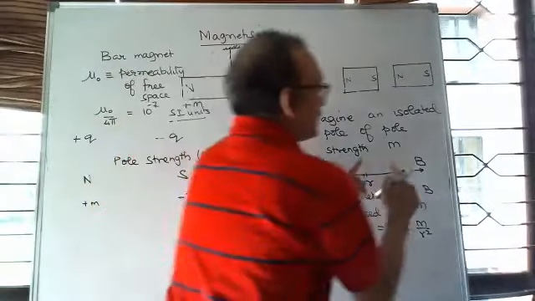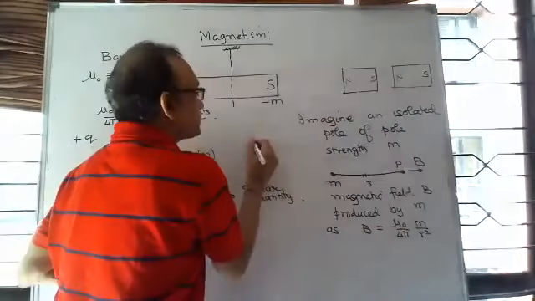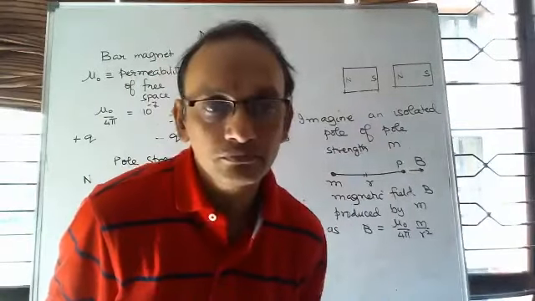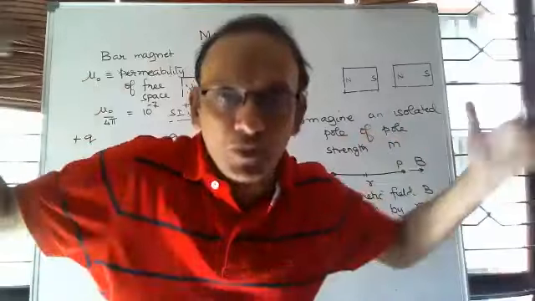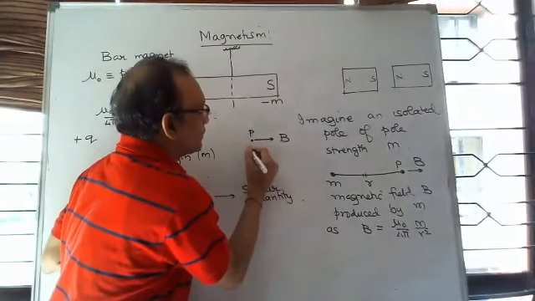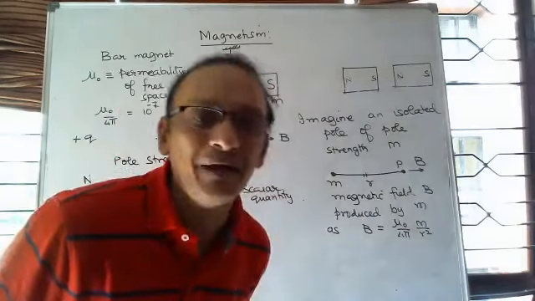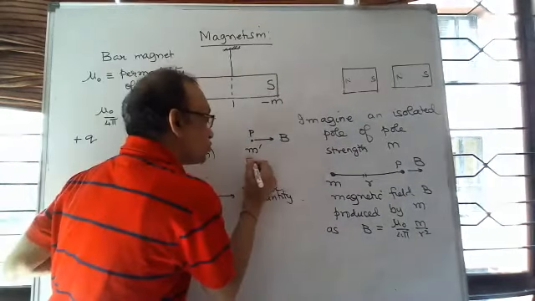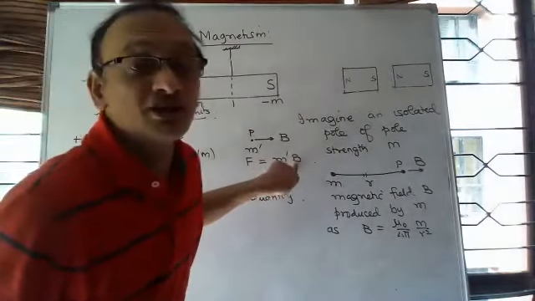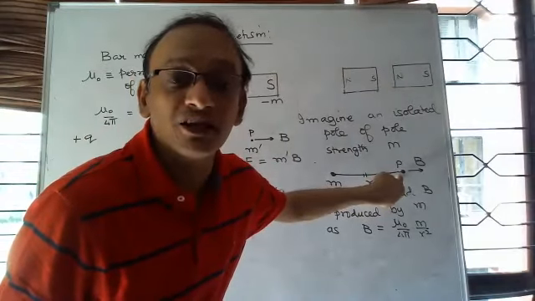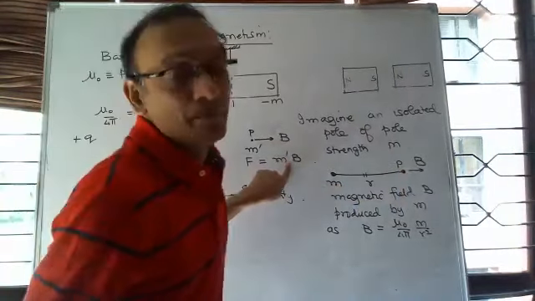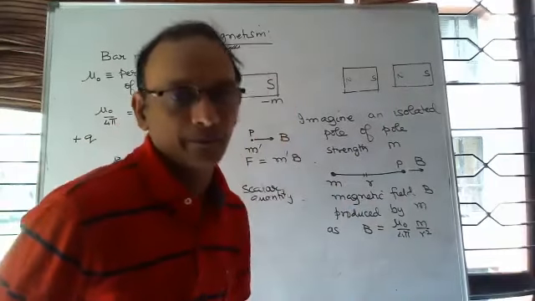There it was force experienced per unit charge; here it will be force experienced per unit pole. That means if I imagine a pole to be placed at P, suppose the magnetic field is B at P, produced by some other monopole, which is mu naught by 4 pi M by r square. Now if I imagine a pole M prime, another pole of strength M prime, to be placed here, then it will experience a force which is M prime into B. If I place a unit pole here, it would have experienced a force B newtons. So if I place a pole of pole strength M prime, it will experience a force M prime into B.